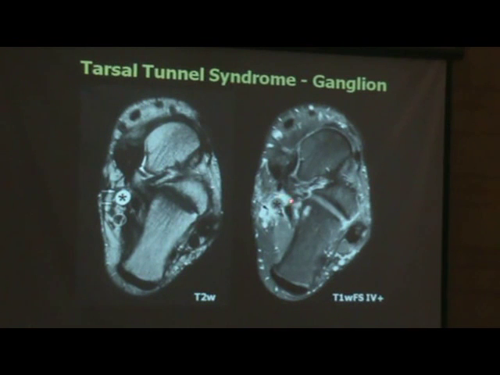And after enhancement, you see that this ganglion cyst is not enhancing, but we have some inflammatory changes surrounding the ganglion cyst. And these inflammatory changes are surrounding the tibial nerve branches within the tarsal tunnel. That's why this patient had tarsal tunnel syndrome.